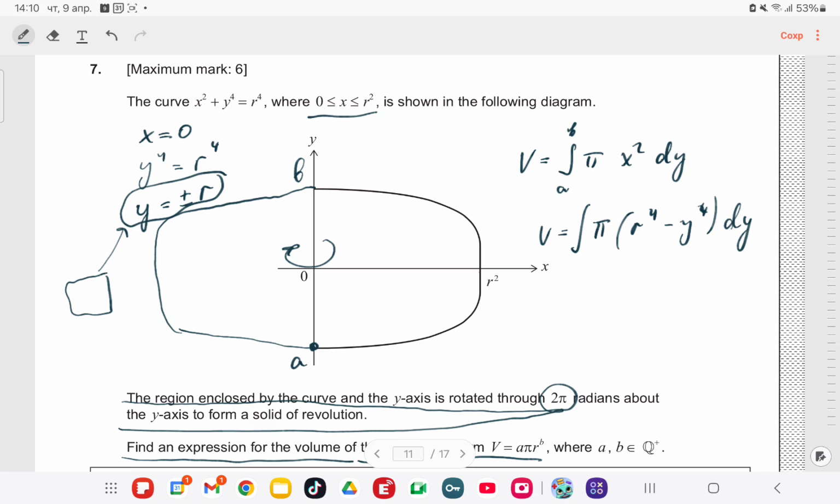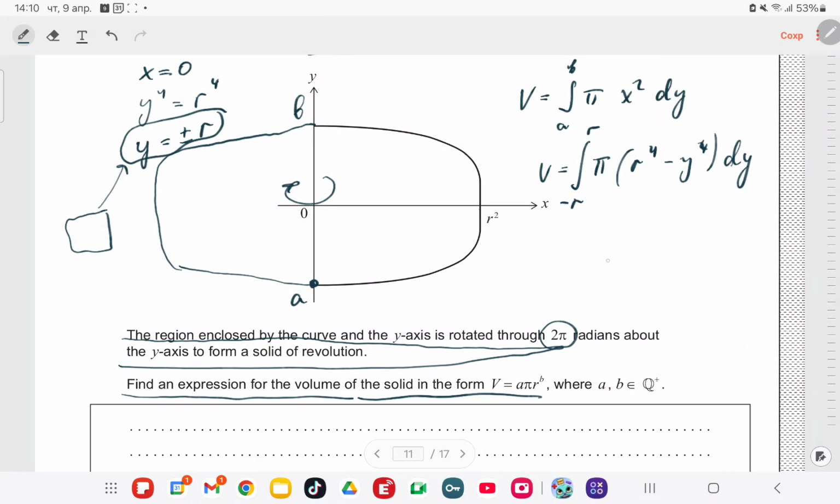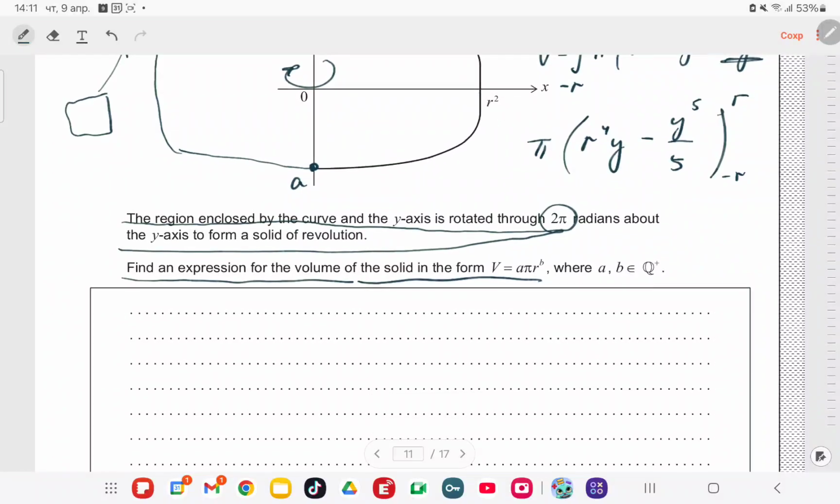Okay, and now let's turn to our integral. So our boundaries are from negative r to r, and now it's time to integrate. Let's integrate first. So pi will be outside, and the inner expression becomes r to the 4 y, because we are integrating in terms of y, minus y to the 5 over 5, from negative r to r. Okay, and now let's plug everything into our expression. First we plug in r and then negative r.